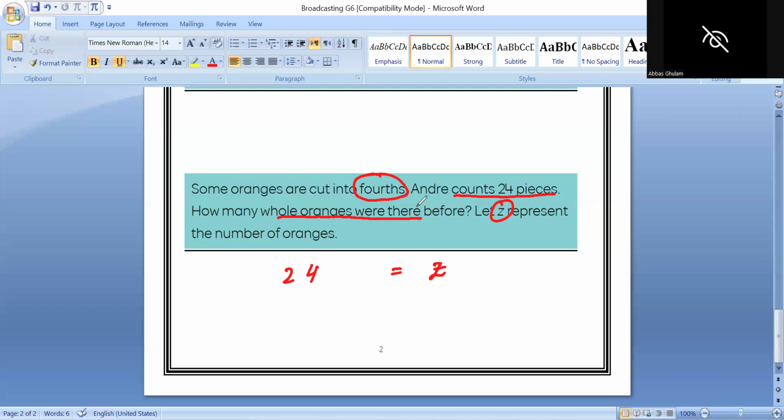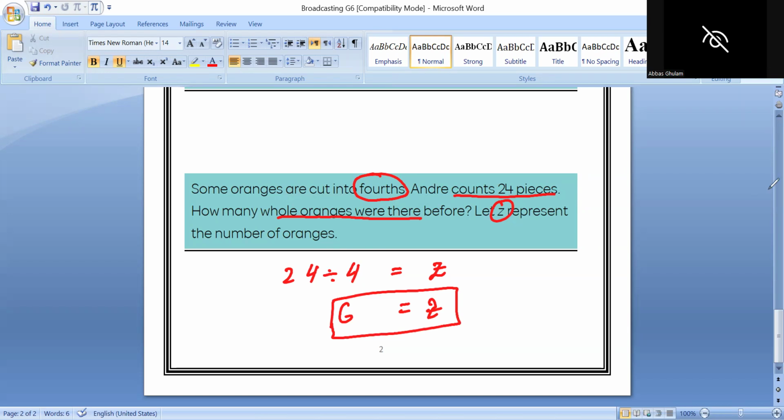So I can divide by 4. Very simple. So z is equal to 24 divided by 4, that is equal to 6. So it means there are a total of how many oranges? 6. And every orange has how many pieces? 4. So 4 multiplied by 6 equals 24 total pieces.